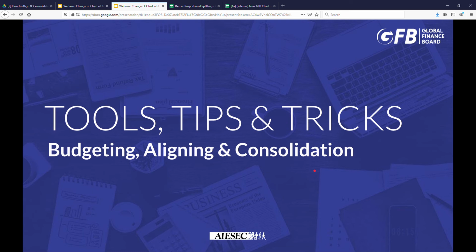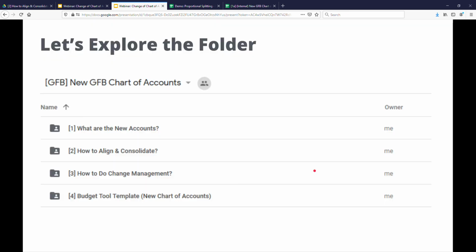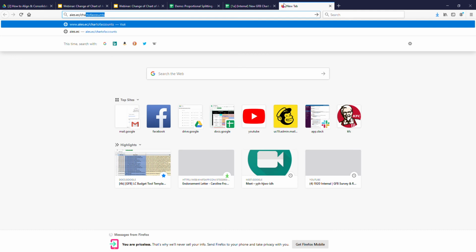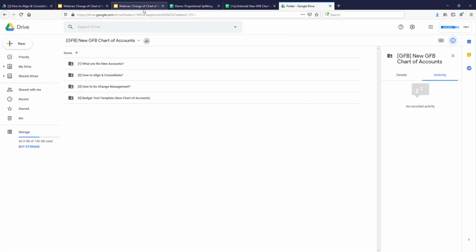Alright, now going to the tools, tips, and tricks: budgeting, aligning, and consolidation. So let's explore the folder, which is the new GFP chart of accounts folder. So what is the link? You just basically go to ice.x/chart of accounts, and you would immediately go to the folder.